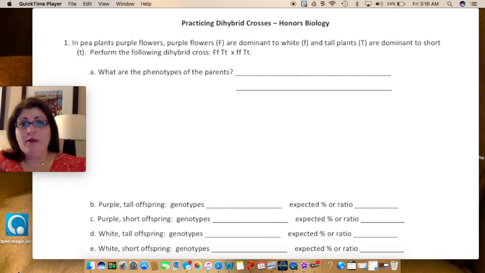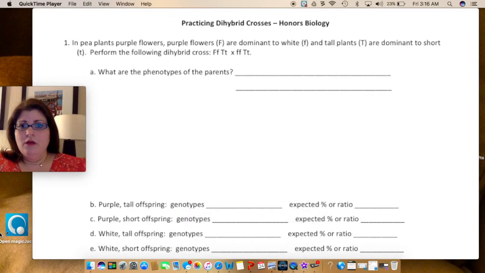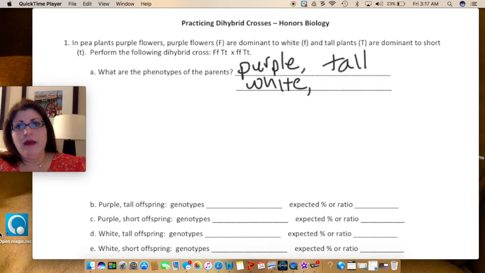So in our problem, we're looking at purple flowers and white flowers and tall plants and short plants again. We're looking at a plant that's heterozygous for both. So if it's heterozygous for both, big F, little f will result in purple, and big T, little t will result in tall. Conversely, little f will be white, and once again, big T, little t will be tall.